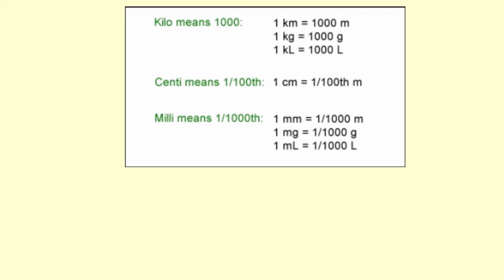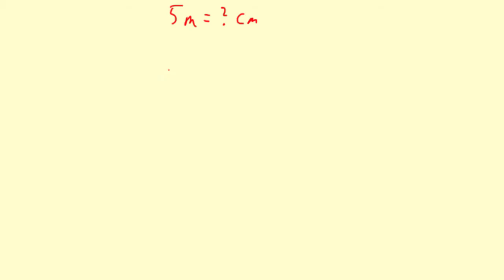So just do one example. Let's say you want to know 5 meters equals, we don't know, centimeters. Well, we know that 1 meter equals 100 centimeters. So that means you can do a ratio, 1 meter to 100 centimeters. And then you can make a proportion, because it's 5 meters to we don't know, or x centimeters. These ratios are going to be the same. So then all you have to do is solve the proportion, and then you can figure it out.